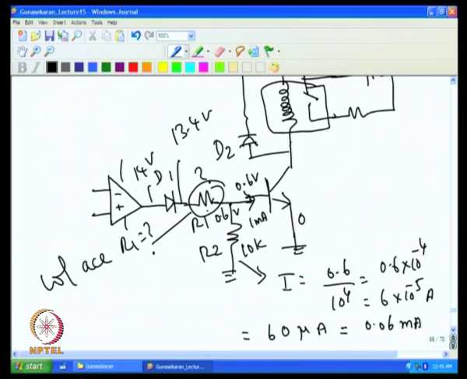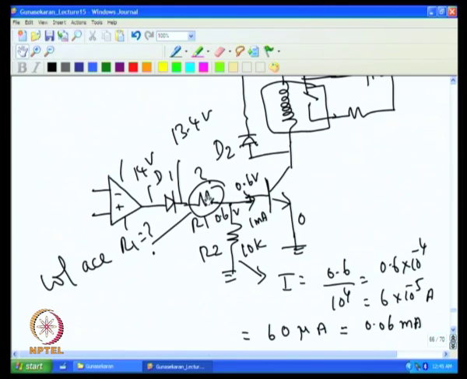Across the R1 resistance, at this end we have 13.4 volt, and at this end we have 0.6 volt. So the voltage across R1 turns out to be 13.4 minus 0.6, that is 12.8 volt. Once you know the voltage across this is 12.8 and the current flowing through it is 1.06 milliampere, I can write 12.8 divided by 1.06, which gives roughly 12 K resistance.